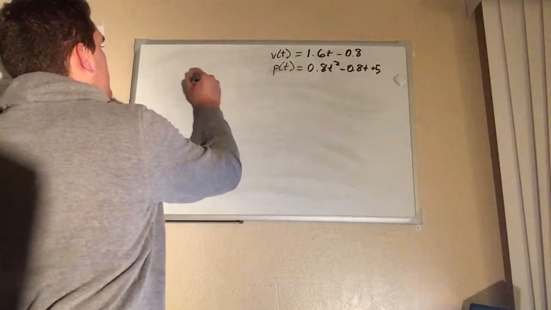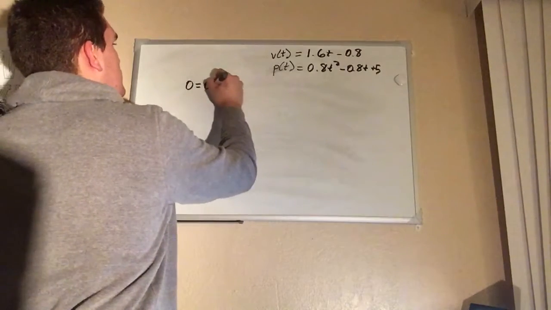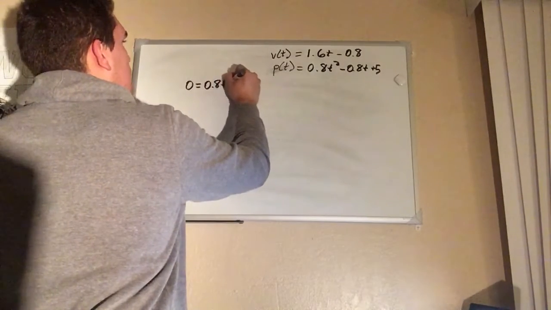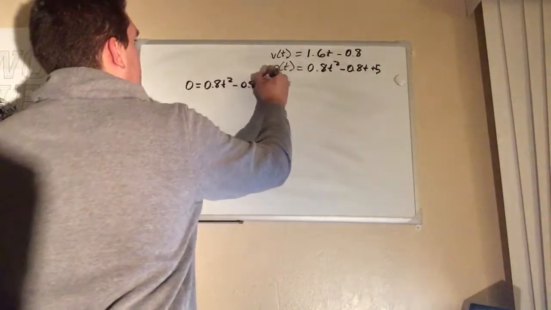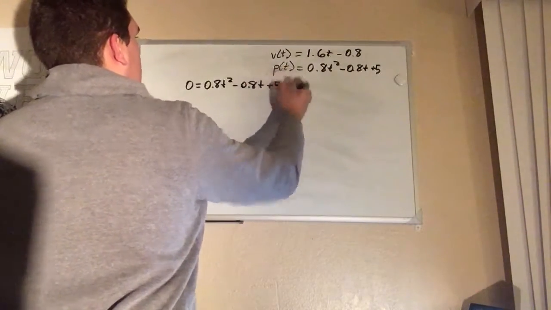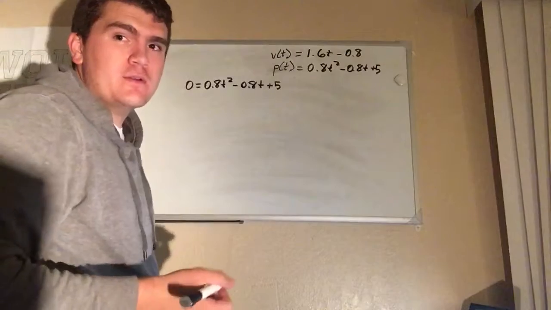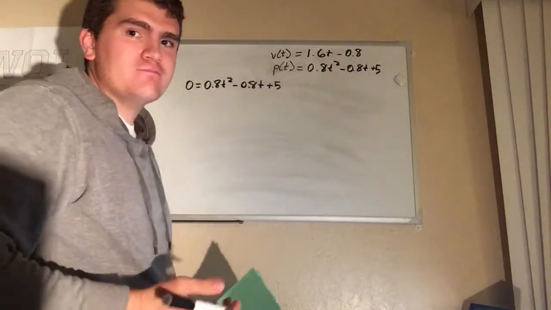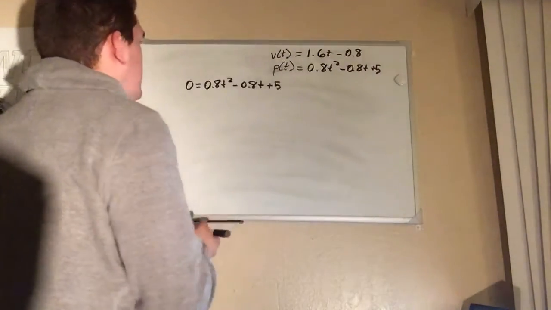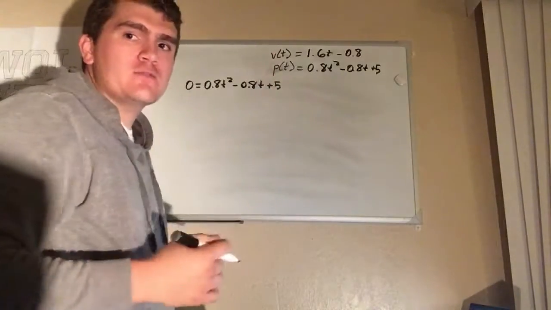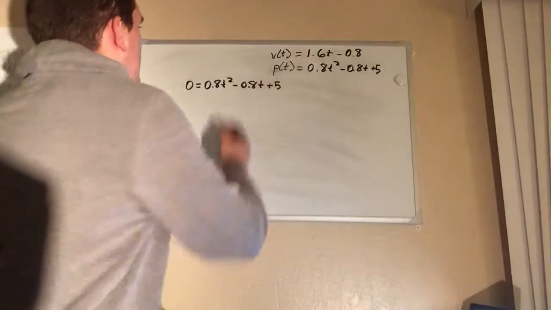So we can set that equal to 0. 0 is equal to 0.8t squared minus 0.8t plus 5. Solving for t would be very difficult. That's why we have x equals negative b plus or minus square root b squared minus 4ac all over 2a. That's going to help us solve for t.